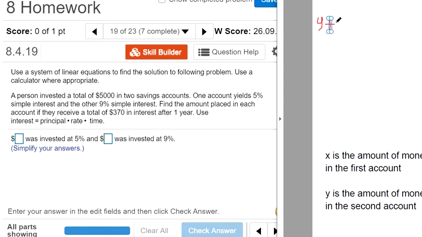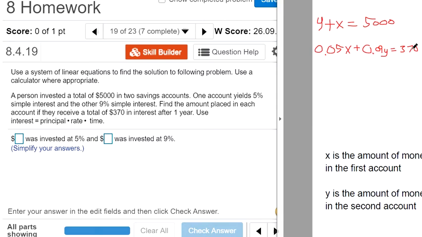And if we add those together, the money in account A plus the money in account B, that should make $5,000 because they said that's the total amount being invested. They got a total of $370 in interest. So if we take 5%, 0.05 as a decimal, and multiply that by the amount that goes into the first account, this tells you the amount of interest you get for the first account. And then this tells you the amount of interest you get for the second account. And they said the total interest was $370.